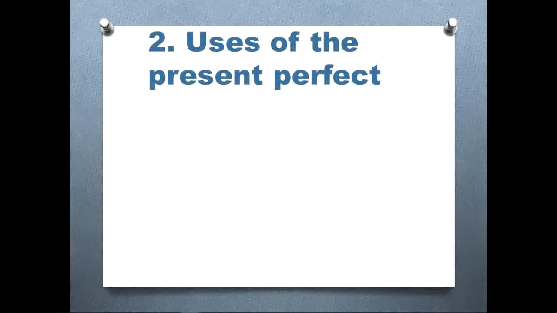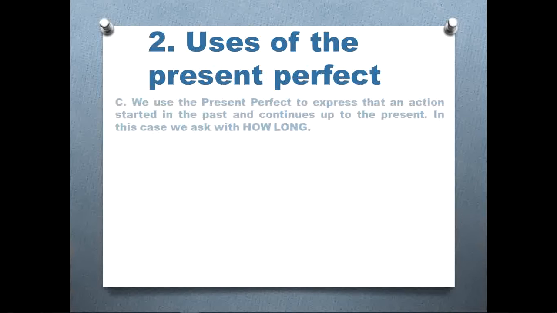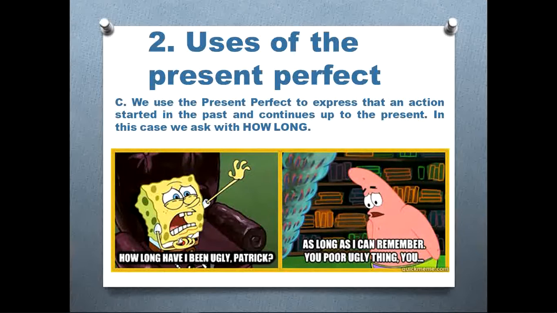If we continue with the uses of the present perfect form, we find that the third use is to express duration of actions that started in the past and are still valid in the present. They continue up to the present. So, when we ask about duration of these actions, we use the WH question word, how long. So, for example, we can say, how long have you lived in that house?